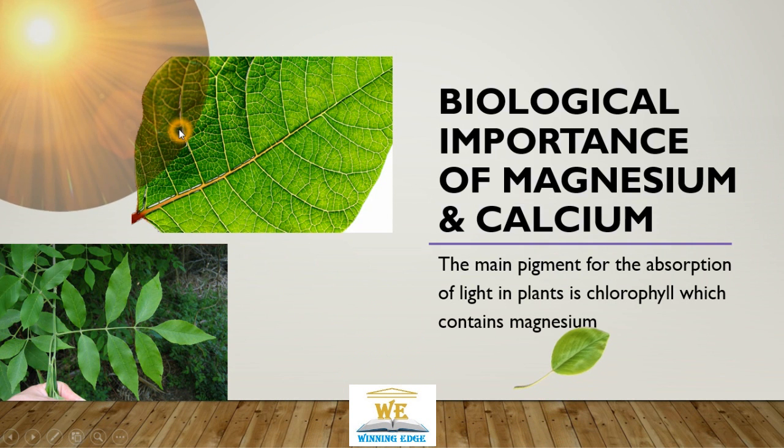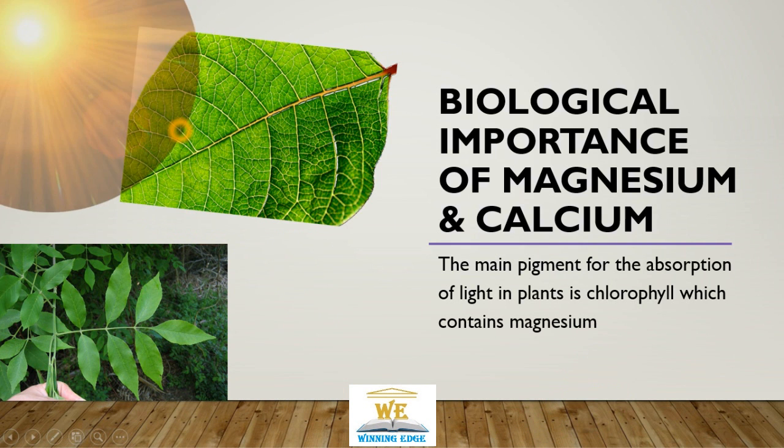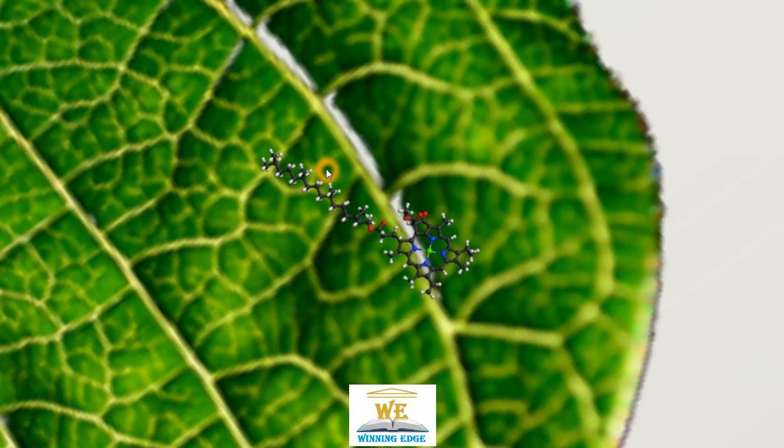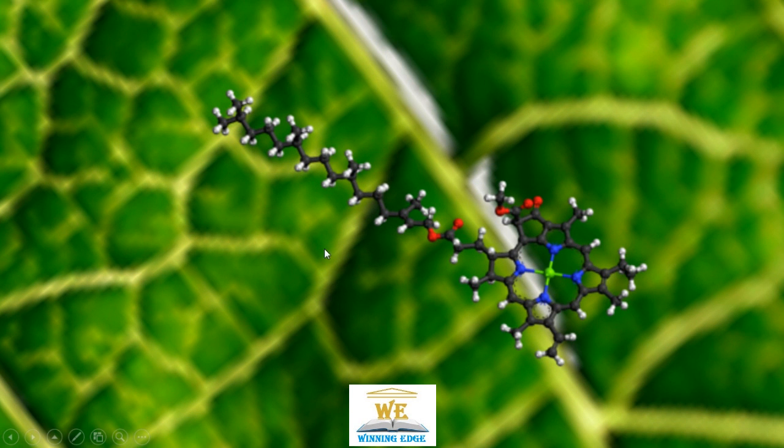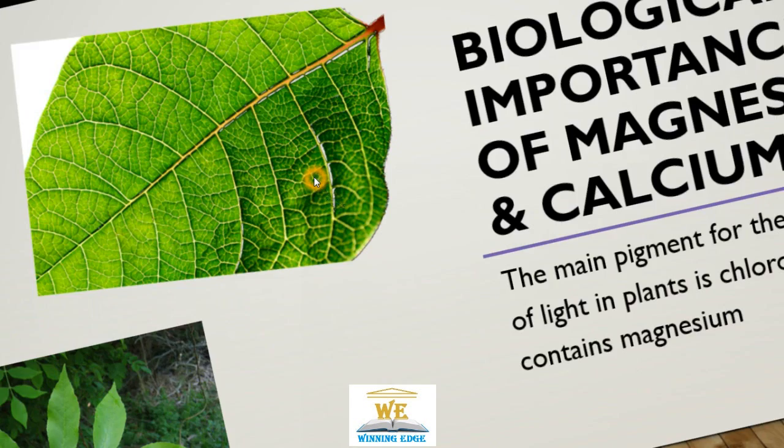You see, this is how chlorophyll looks. Here is a magnesium atom at the center. This is an organic molecule of chlorophyll.